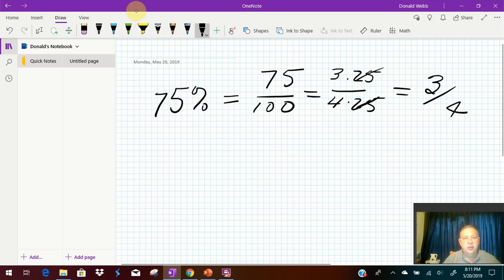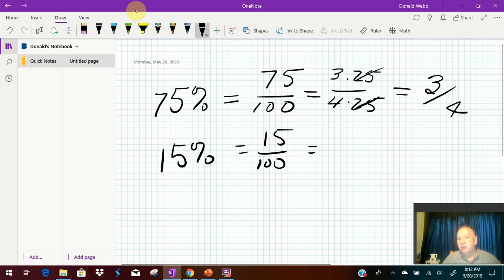Let's go down here. Let's try 15%. Well, that's 15 per 100. And 5 will go into this 3 times. 5 will go into that 20 times. And then there's our fraction in lowest terms. 3 will not divide into 20. Okay.